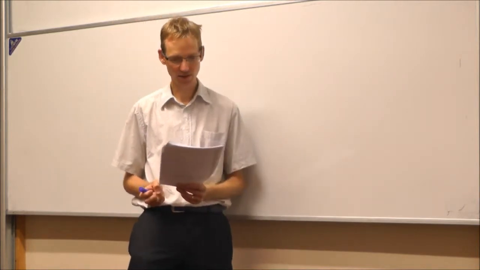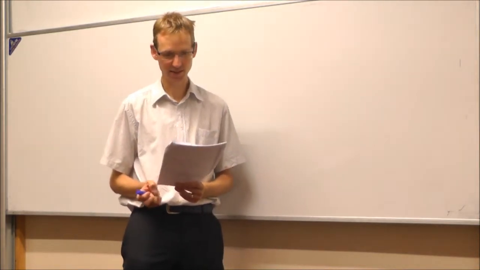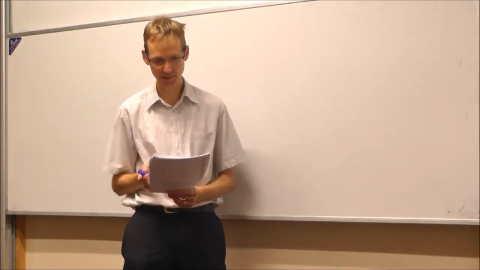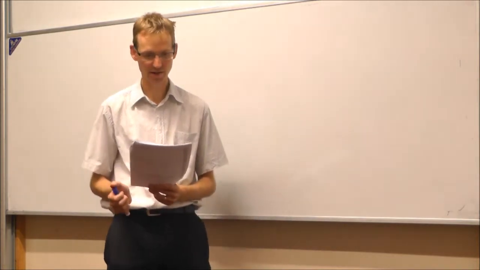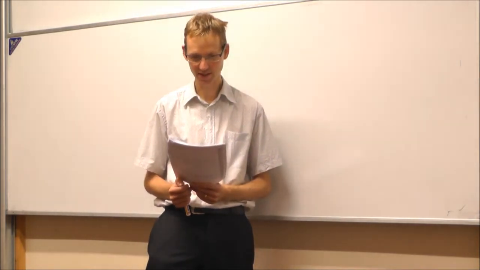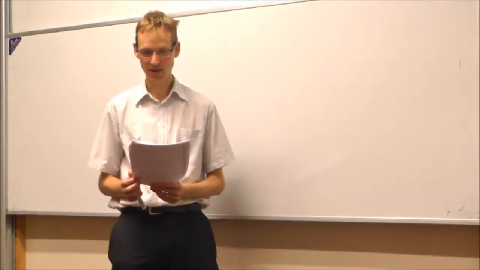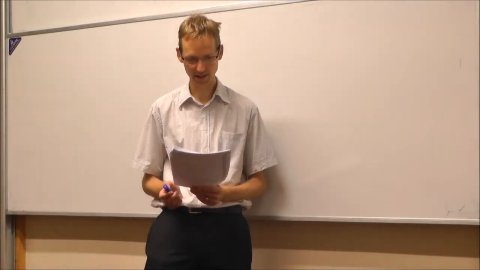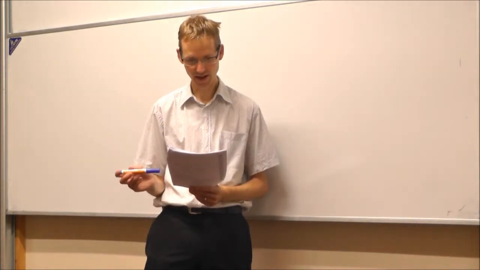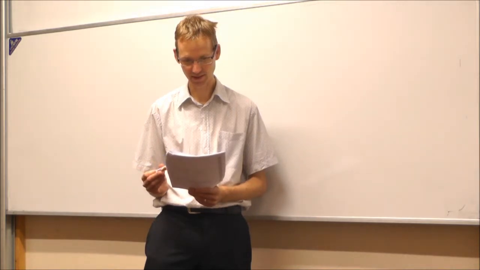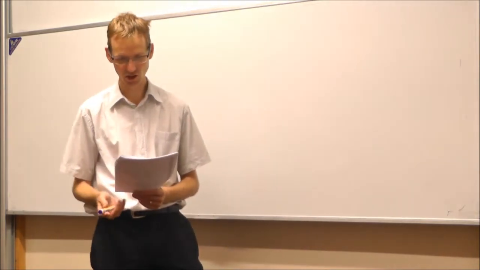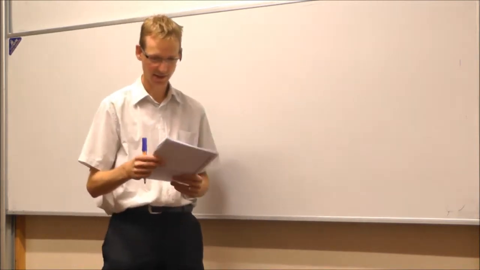A 75-watt electric light bulb with zero inductance is designed to run from a 50 Hz AC supply of 120 volts RMS. If the only supply available is 240 volts RMS and 50 Hz, the bulb can be operated at the correct power by placing in series with it either a resistor or an inductor. Part A, find the values of the resistance and inductance and the power drawn from the supply in each case. So this is an AC circuits question.